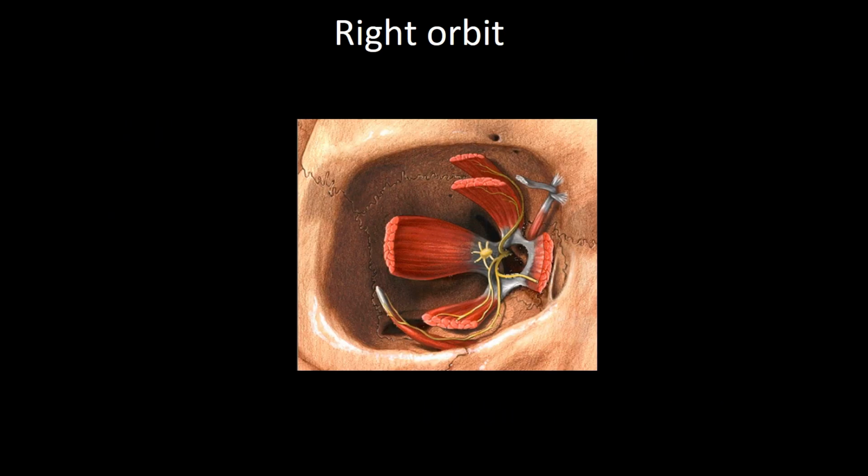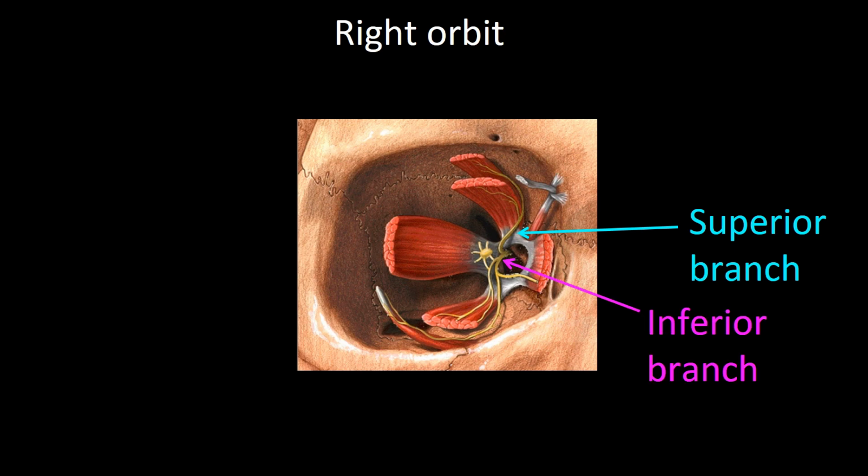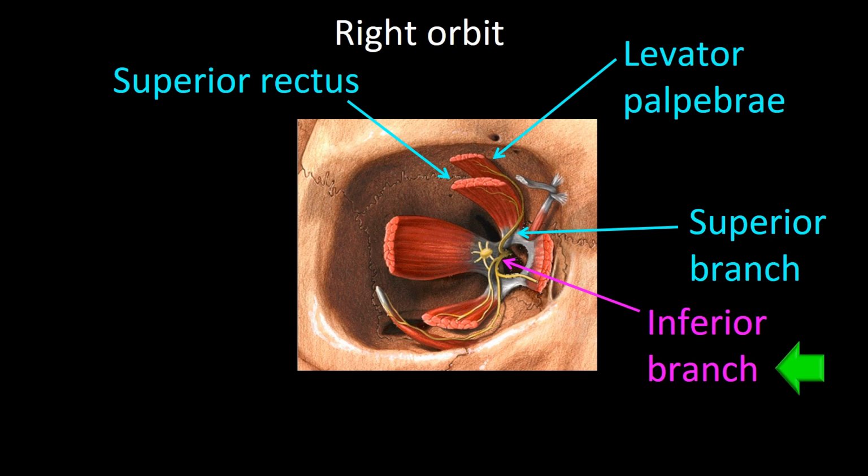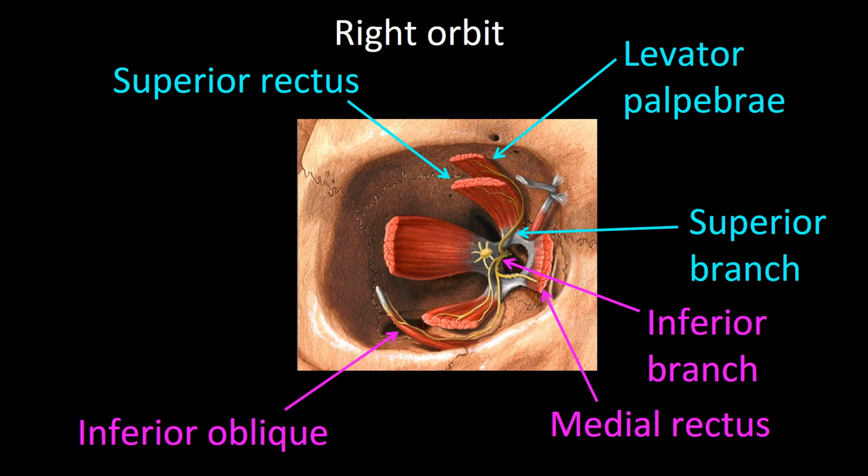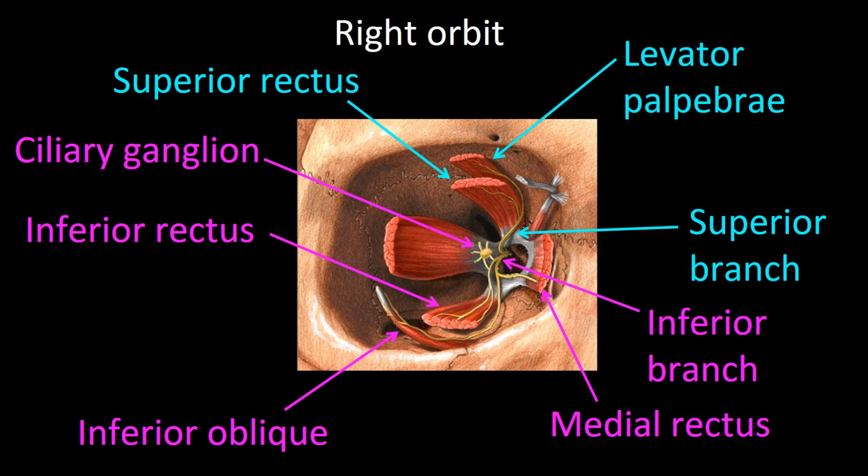Here I have included some of the content of the orbit to indicate the superior branch of cranial nerve 3 and the inferior branch of cranial nerve 3. The superior branch innervates the levator palpebrae and the superior rectus. The inferior branch innervates the medial rectus, inferior oblique, and the inferior rectus. The structure I am pointing to is the ciliary ganglion that, as you see, arises from the inferior branch.